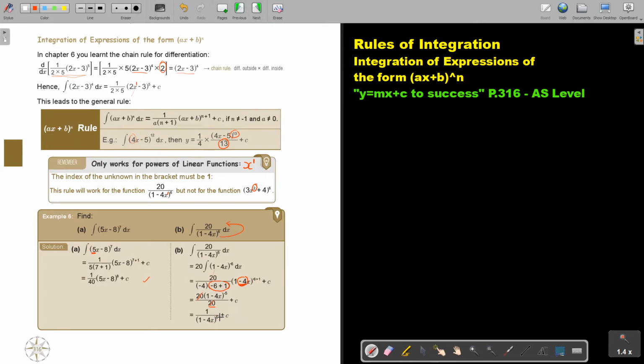Then this will cancel, and I will just bring it down to make the index positive. Usually, even if it's in the numerator, I make it positive. And then plus c. That's my final answer. Not so difficult.